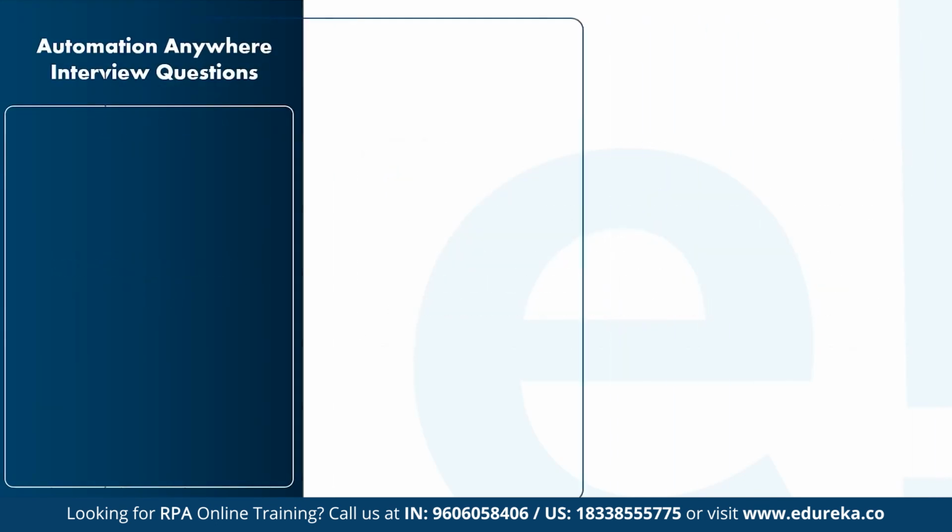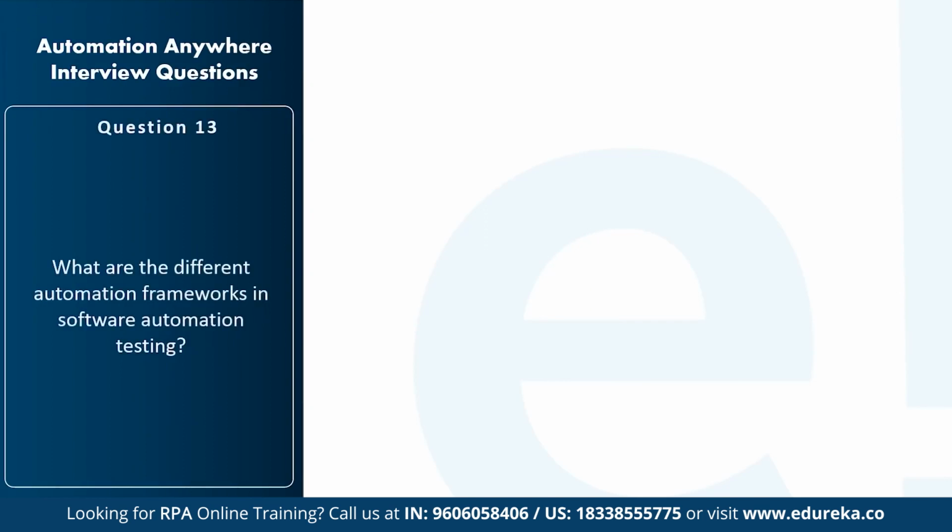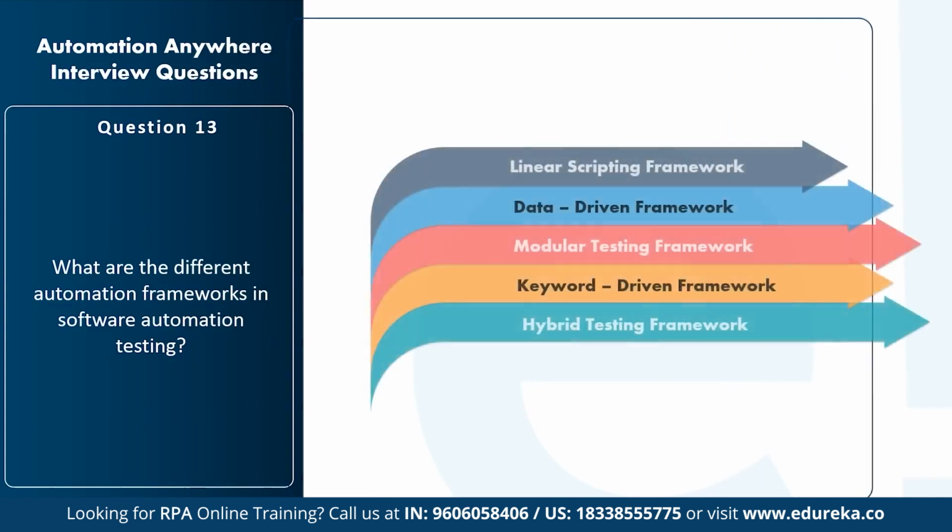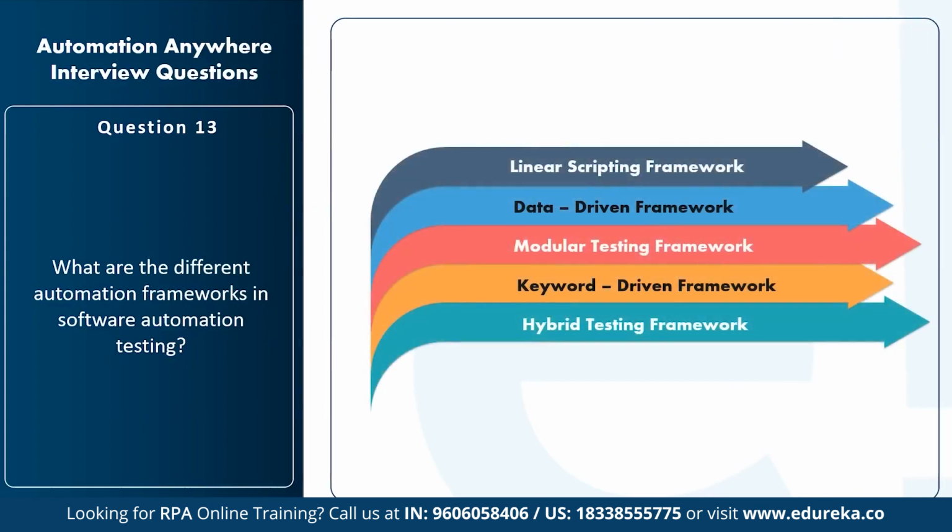Now moving on to the next question, that is, what are the different automation frameworks in the field of software automation testing? So there are mainly 5 frameworks that you need to understand about. That is the linear scripting framework, the data-driven framework, the modular testing framework, the keyword-driven framework, and the hybrid testing framework. Coming to the linear scripting framework, it is a basic level test automation framework which is in the form of record and playback but in a linear fashion. This type of framework is mostly used to test small-sized applications.